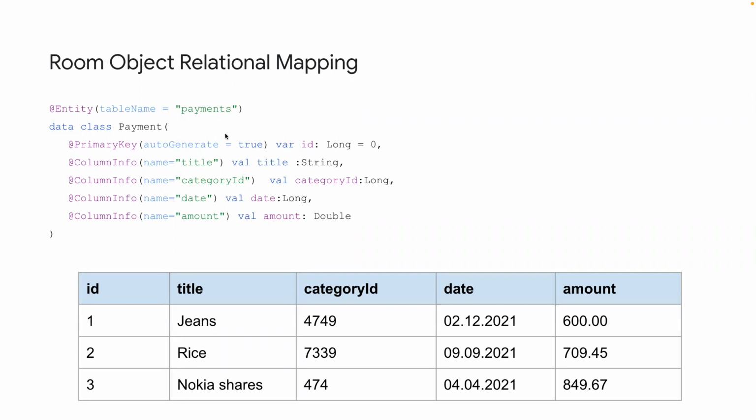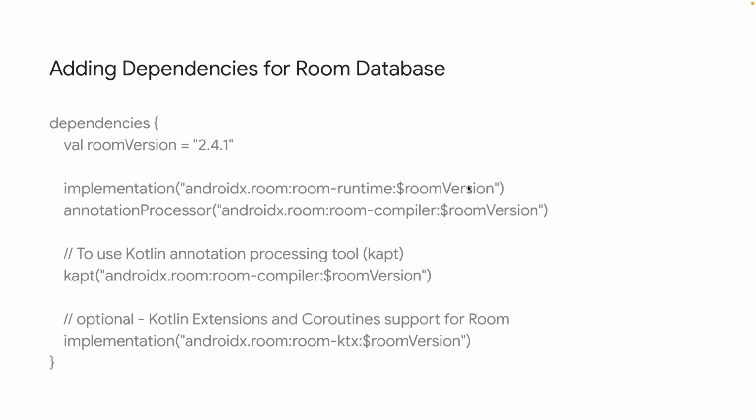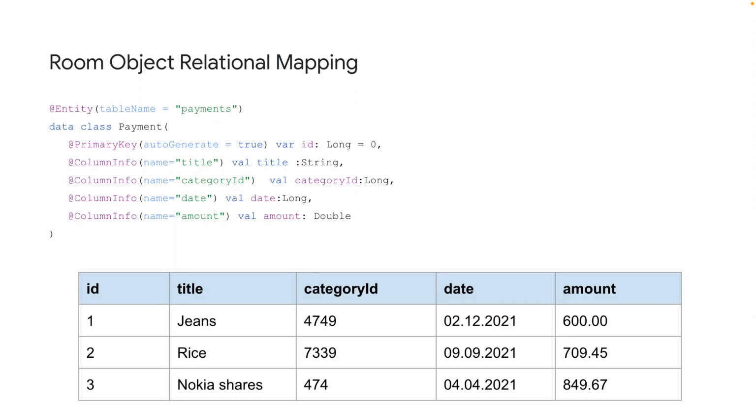And so Room is going to take this class that we have here and convert this object into an entity, or a database table, in our database. So we do not handle that at all. Room handles it for us.